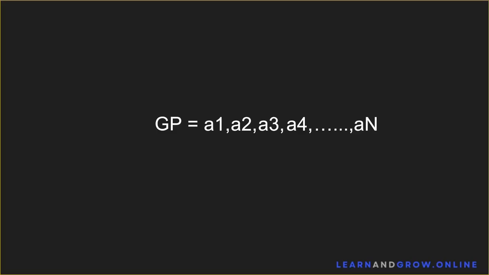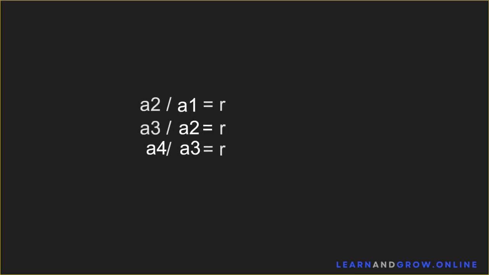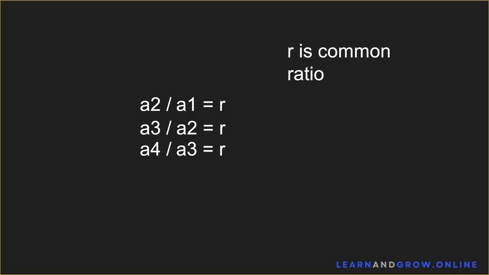And in case of the geometric progression, the relation between two consecutive terms is that the division of the two consecutive terms will always give you one value. So the second term divided by the first term will have a value, let's say that's r, and the third term divided by the second term will also equal r. The fourth term divided by the third term will also equal r. So r here is the common ratio. Now, in case of the arithmetic progression, there was a common difference. In case of a geometric progression, there is a common ratio, right?